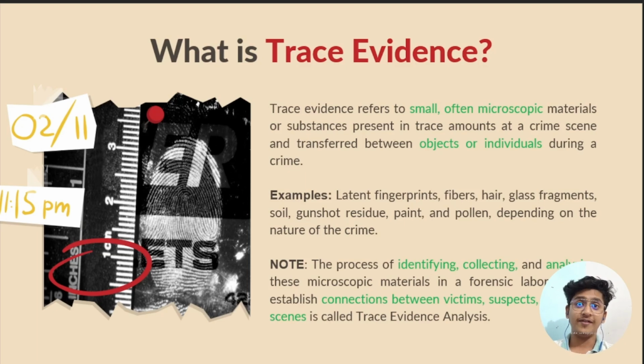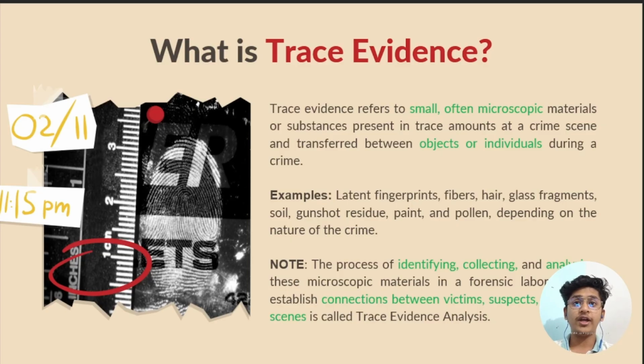That's what trace evidence is. Tiny materials left behind that can link a suspect, a victim, or a crime scene together. It includes things like hair and fibers, glass fragments, paint chips, gunshot residue, soil and pollen, and many other things. These are only some of the most commonly found trace evidences in any crime scene, but there can be any number of trace evidences. And the process of identifying, collecting, and analyzing these microscopic materials in a forensic laboratory to establish connections between the victims, suspects, and crime scene is called trace evidence analysis.